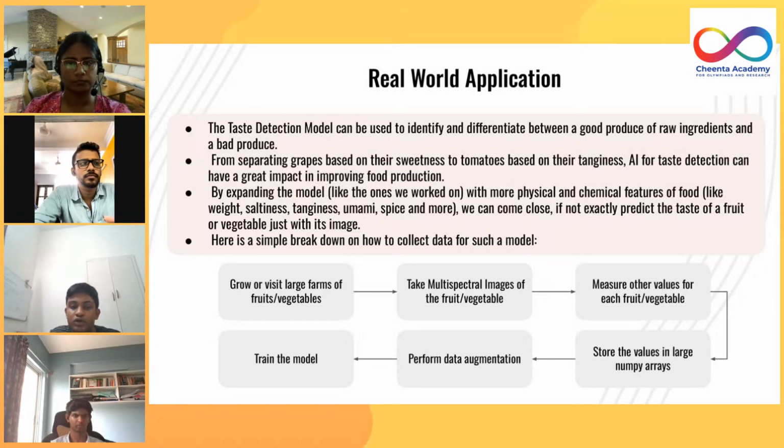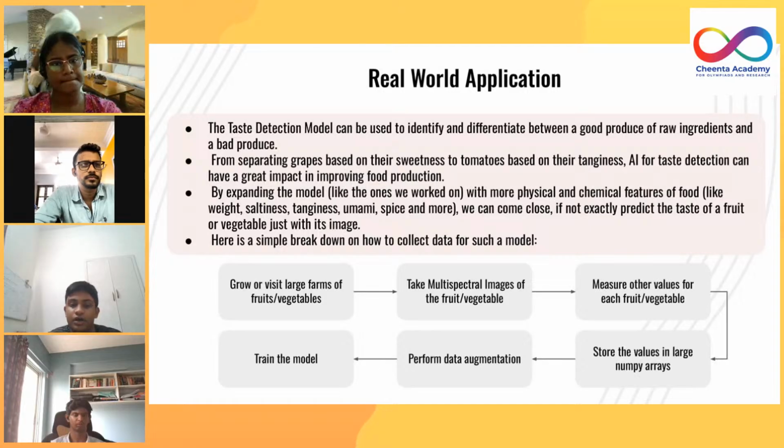By expanding the model, like the one we worked on, with more physical and chemical features of food like weight, saltiness, tanginess, umami, spice, and more, we can come close, if not exactly predict the taste of a fruit or vegetable with just its images. Here's a simple diagram demonstrating how we can do it.